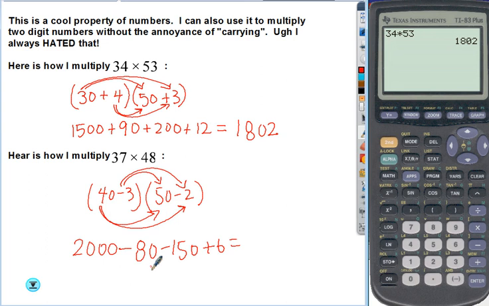2,000 minus 80 would give me 1920. 1920 minus 150. Well, at first I think about 1920 minus 100 would be 1820. Minus 50 would give me 1770. And then I just add 6 and I get 1776. Let's check. The original problem was 37 times 48. And there we go, 1776.